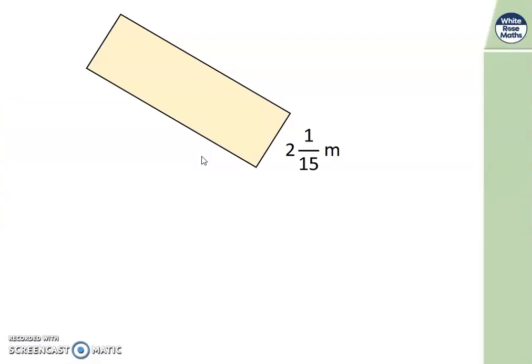Let's have a look at this. We can see there is a rectangle and one side is 2 1/15 of a metre.